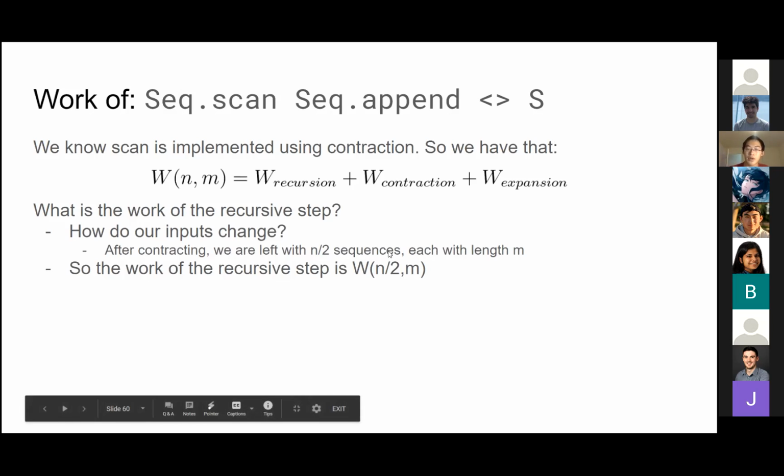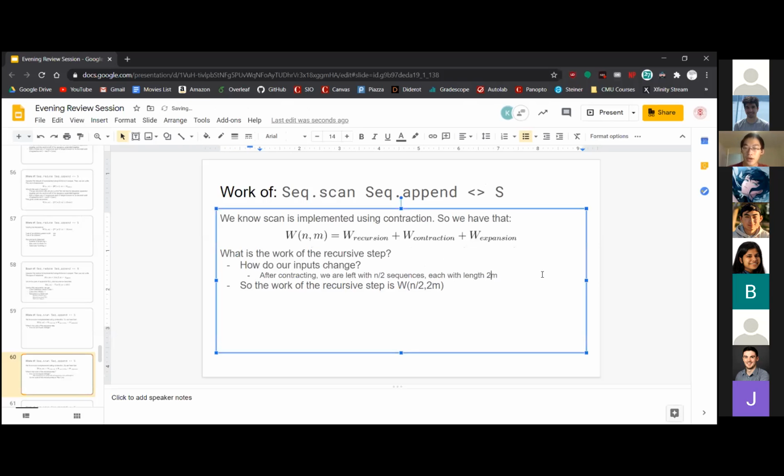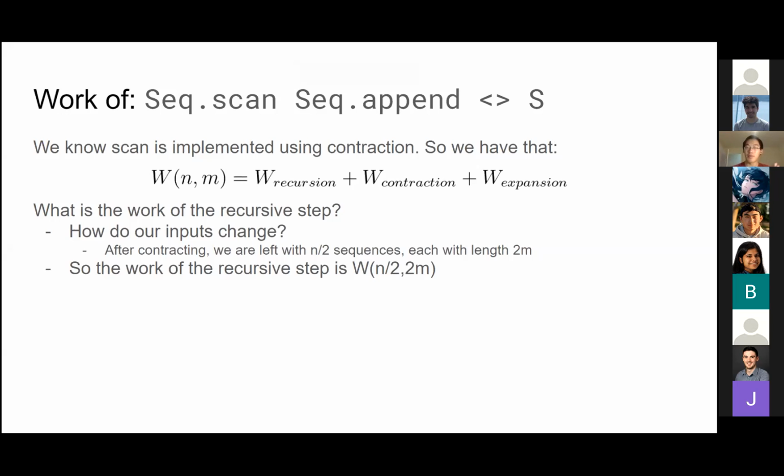Each of them, let's see. I think there's a typo here. Yeah, I think you are correct. This should be 2m after contracting. Okay, I believe this will mess up the later slides, but we will correct that on the fly. After contracting, each should have length 2m because you're appending 2 together. So the work of the recursive step is just the work of n/2 and 2m.